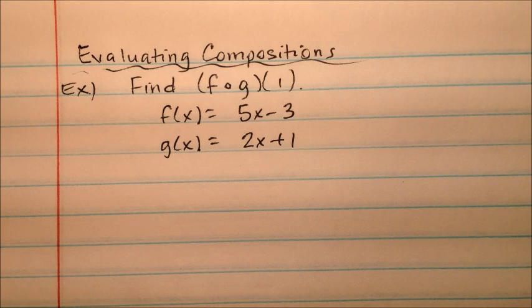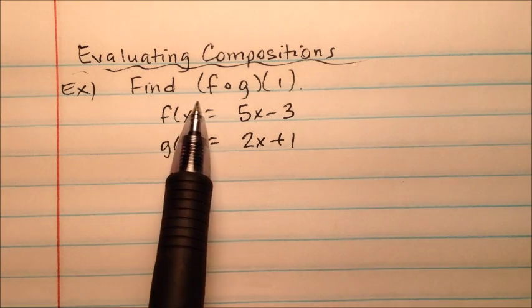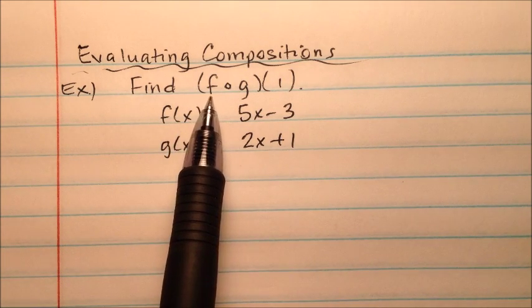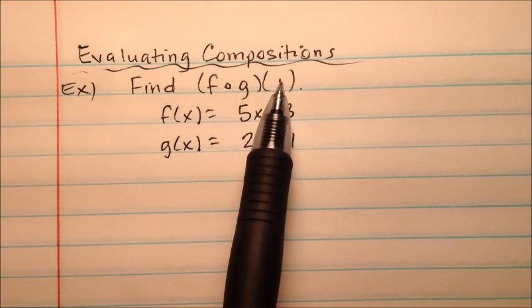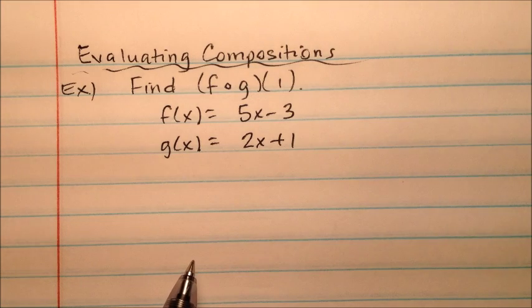In this video, I'm going to discuss evaluating a composition of functions at a particular point. So in the last video we did finding compositions of functions. So this is find f circle g, but instead of just finding it of x, we're going to find it of 1. So there's a couple ways we can do this.